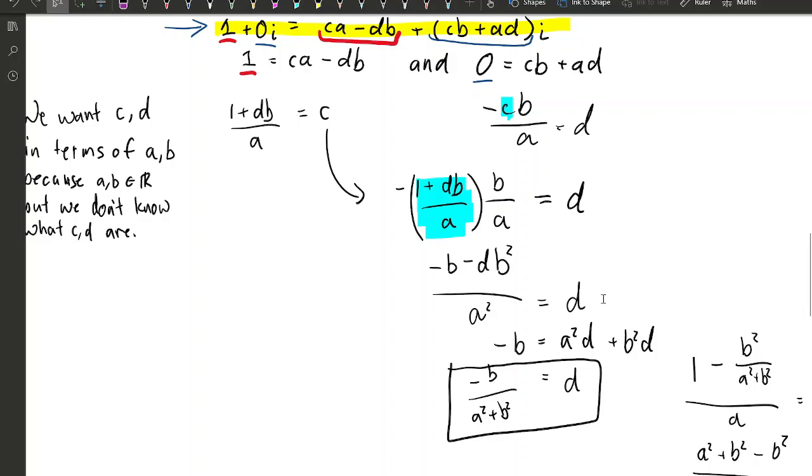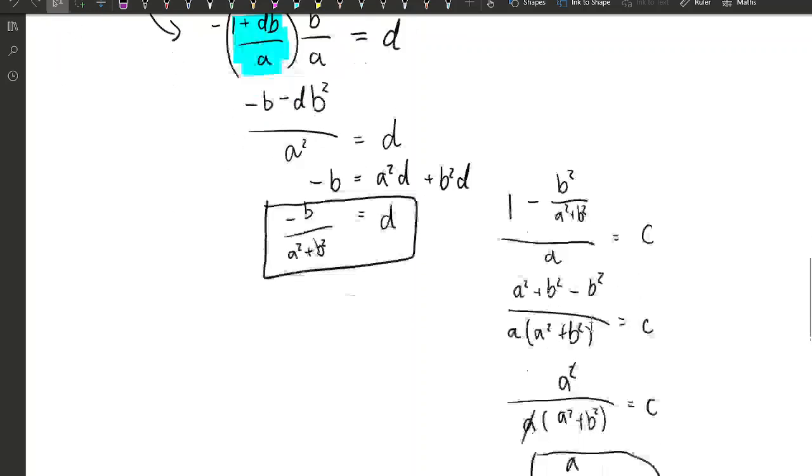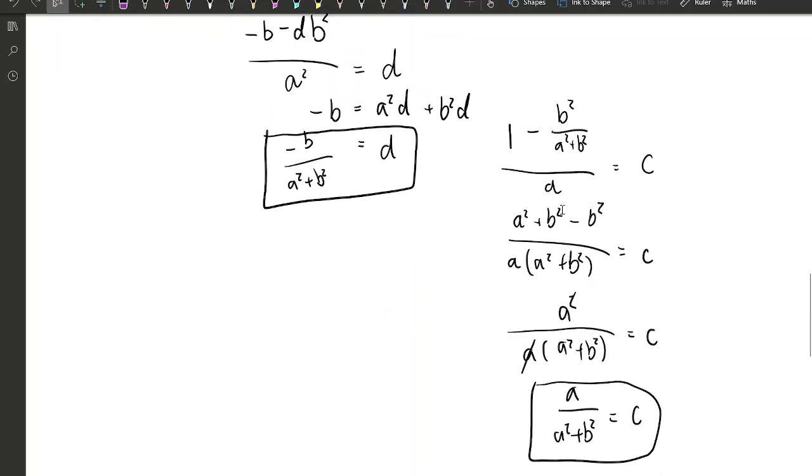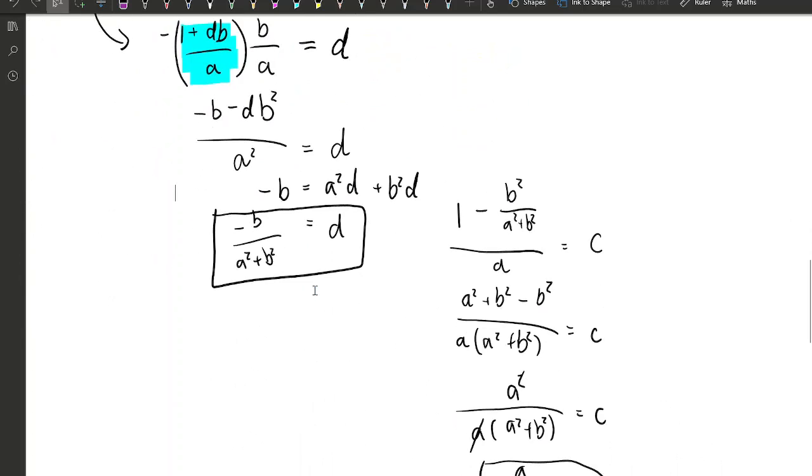Then I multiplied across the a squared so that we could get rid of the fraction. And then I realized that you can factor out the d. Then you've got d equals, in terms of b and a, and then you've done d. So just substitute this in now for the c, the expression for c you got previously.